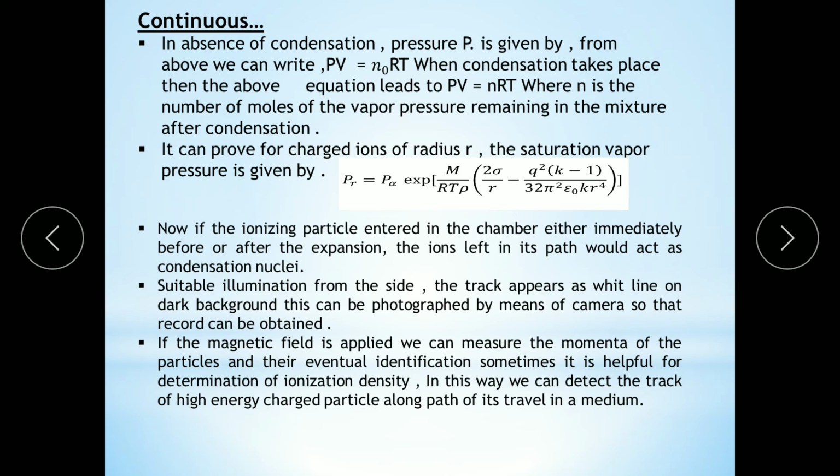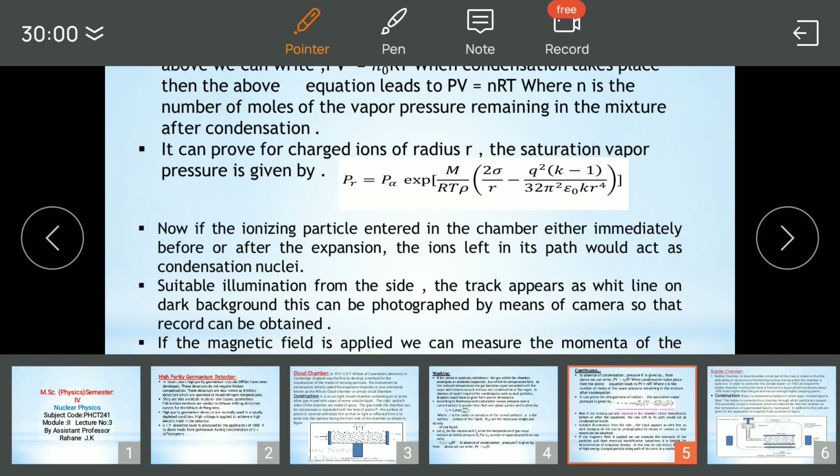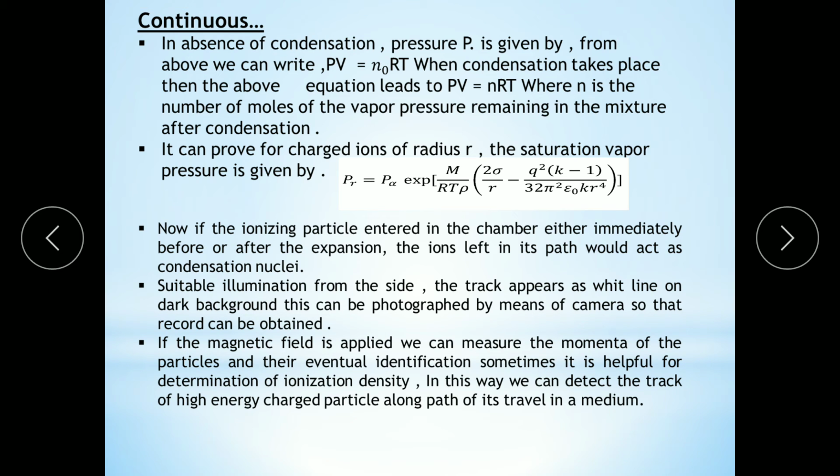If a magnetic field is applied, we can measure the momenta of the particles for their eventual identification. Sometimes it is helpful for determination of ionization density. In this way, we can detect the track of a high energy charged particle along the path of its travel in a medium. Means what?